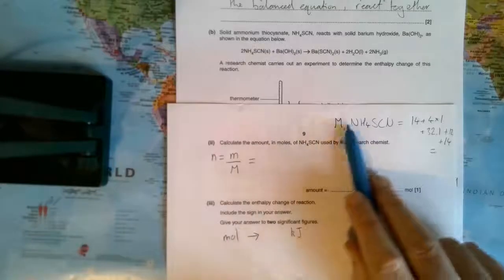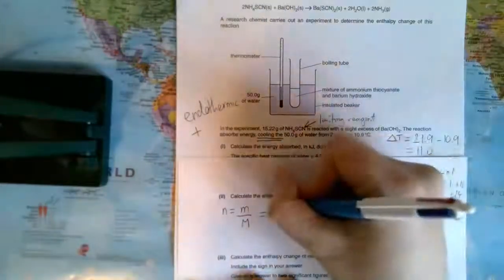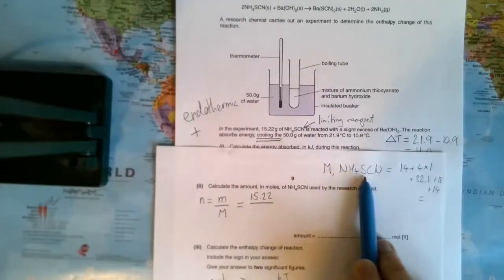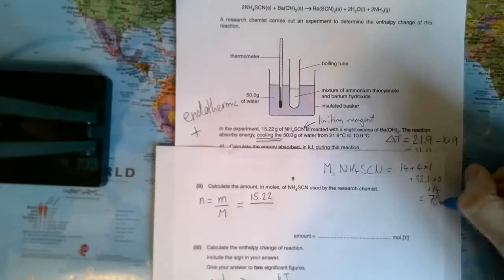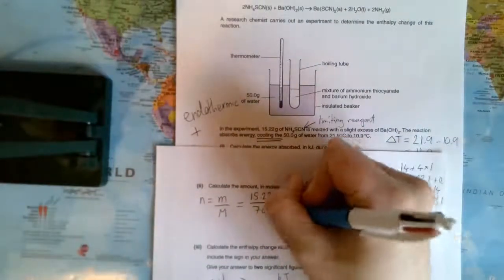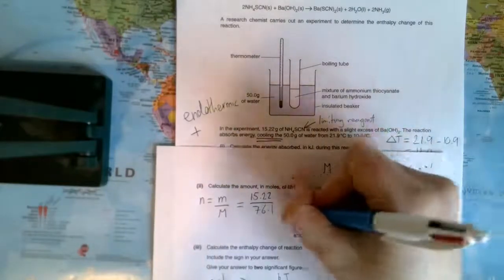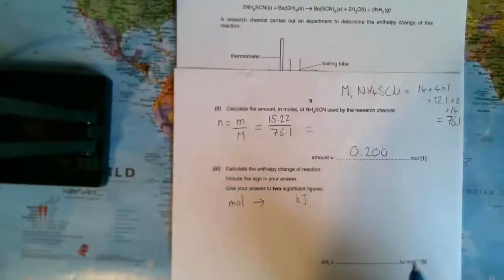Right, first step, working out the energy change. Second, it's about calculating the number of moles. Molar mass is what we're going to need, because the number of moles is mass over molar mass. We were given a sample mass earlier in the question of 15.22. So we have 14, 4 times 1, 32.1, 12 for the carbon and another 14, which gives us 76.1. So 15.22 divided by 76.1 equals 0.200 moles.